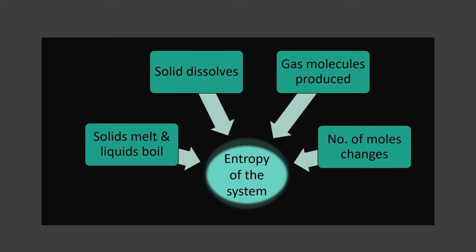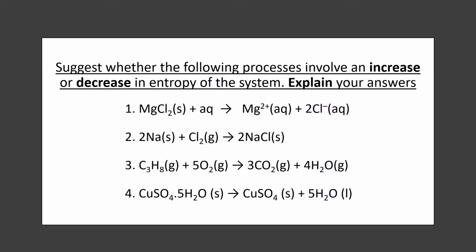So, shall we try some examples and see how we will approach such questions? Alright, so are you ready for the question? Suggest whether the following processes involve an increase or decrease in the entropy of the system and explain your answers. Let's first understand the question. There are two parts to it. Firstly, to say how entropy changes, increase or decrease, that is, and then to explain why you are saying so.